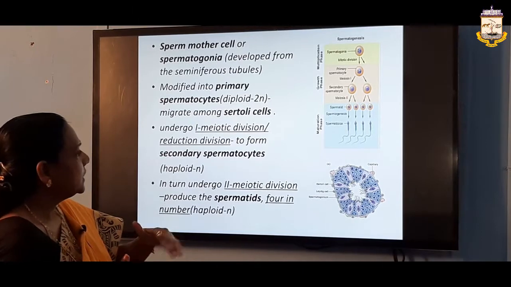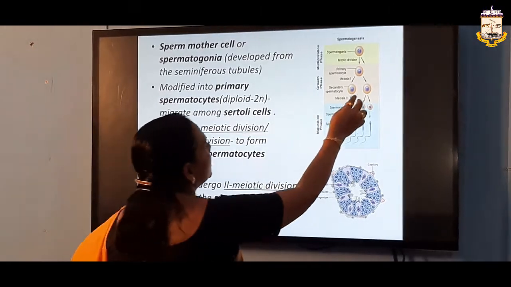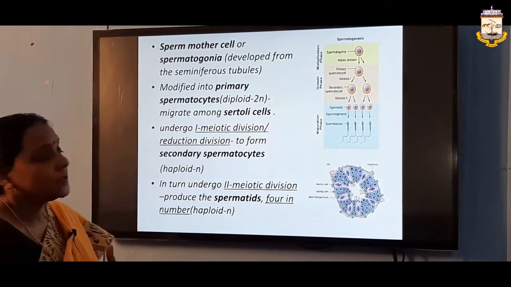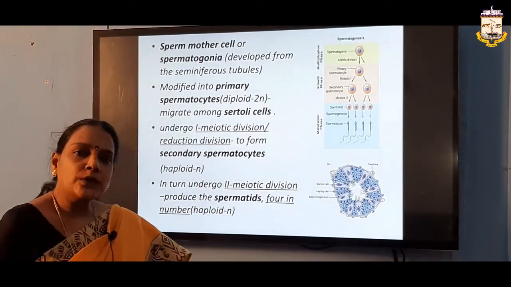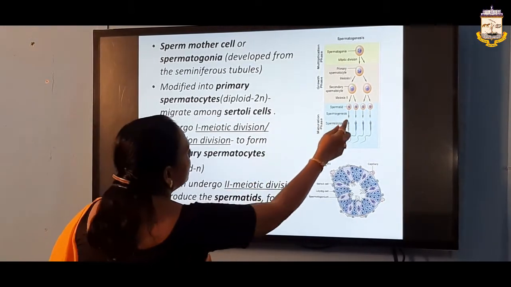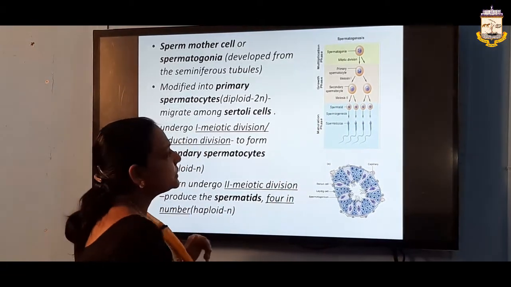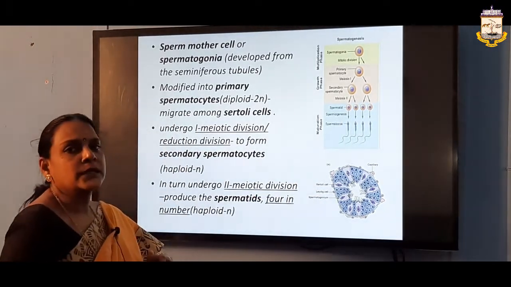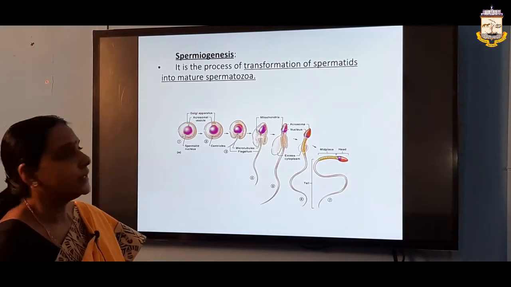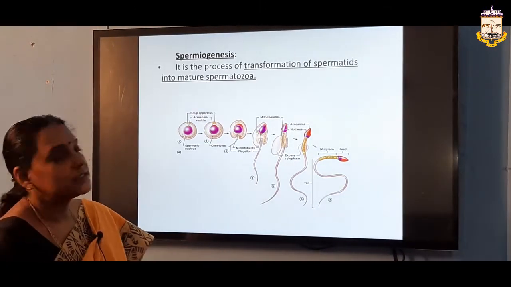Then after that, this enters into the next stage, which we call the secondary spermatocyte. Here, in meiosis 2, we can find 2 secondary spermatocytes present. Now, they are in the haploid stage, that is n number of chromosomes present here. Then in turn, they undergo the second meiotic division to form the spermatids. From each secondary spermatocyte, 2 spermatids will be formed. So, at the end of meiosis 2 division, we have 4 spermatids, each one having the haploid number of chromosomes. These spermatids are non-functional in nature. These non-motile spermatids have to undergo the next stage, which we call spermiogenesis.